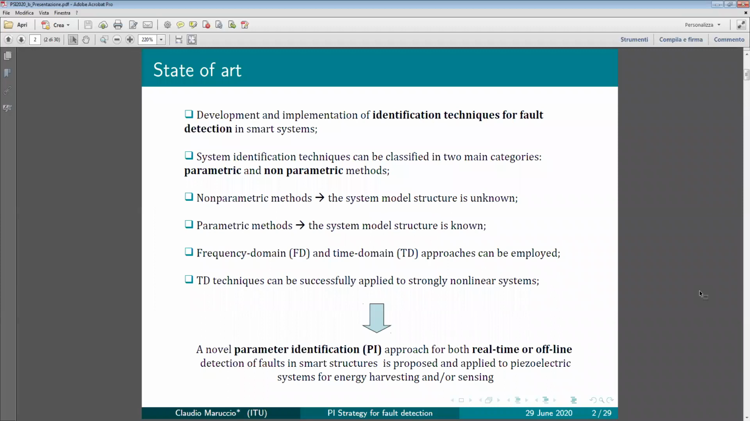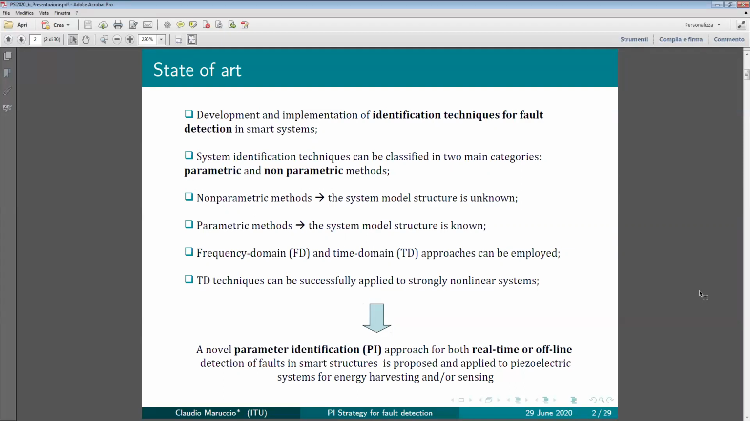System identification techniques can be classified into two main categories, parametric and non-parametric methods, where with non-parametric we mean the system model structure is unknown. With parametric methods we mean the system model structure is well known. Another difference is between frequency domain and time domain methods.